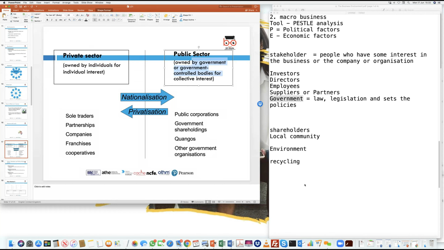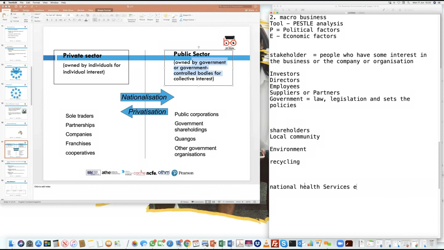So in the UK, when you look at the National Health Service, is the National Health Service a private sector business or a public sector business? So in the UK, NHS is a public sector business because it is owned by the government, sorry.